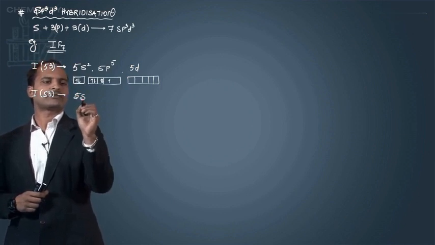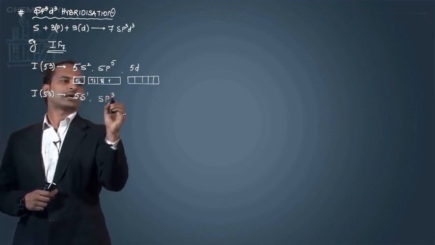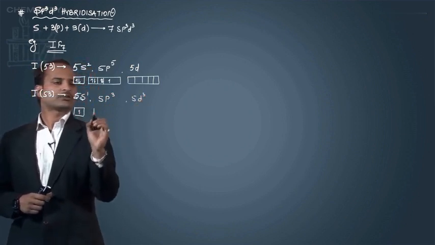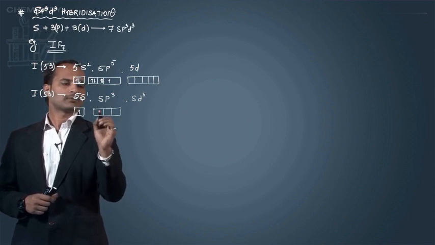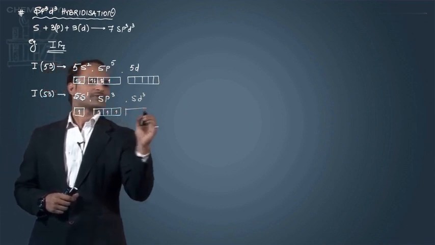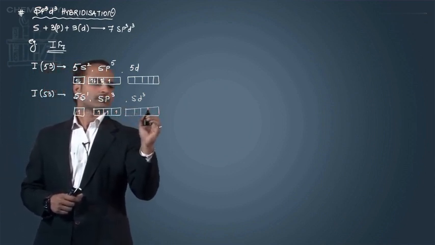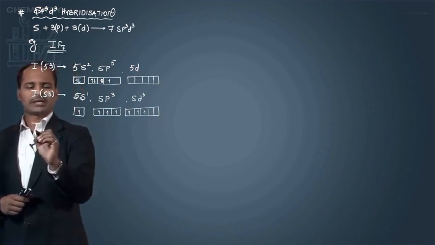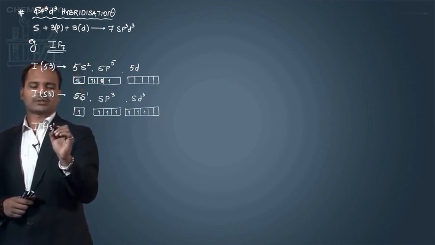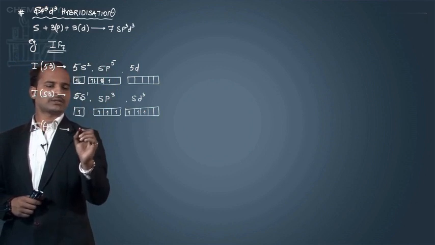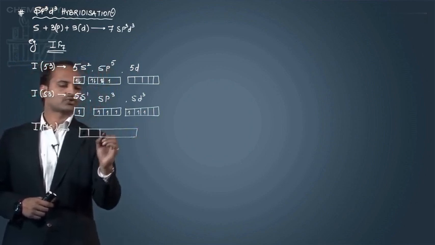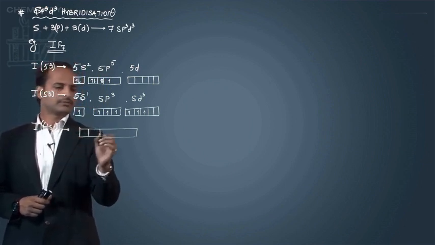So finally we will have 5s1, 5p3 and 5d3. 5s1, so s will have 1 electron, p has 3 electrons and d will have 3 electrons. So 1s, 3p and 3d orbitals undergo hybridization. So in the hybridized state, we will have a total of 7 orbitals in the outermost shell of iodine.